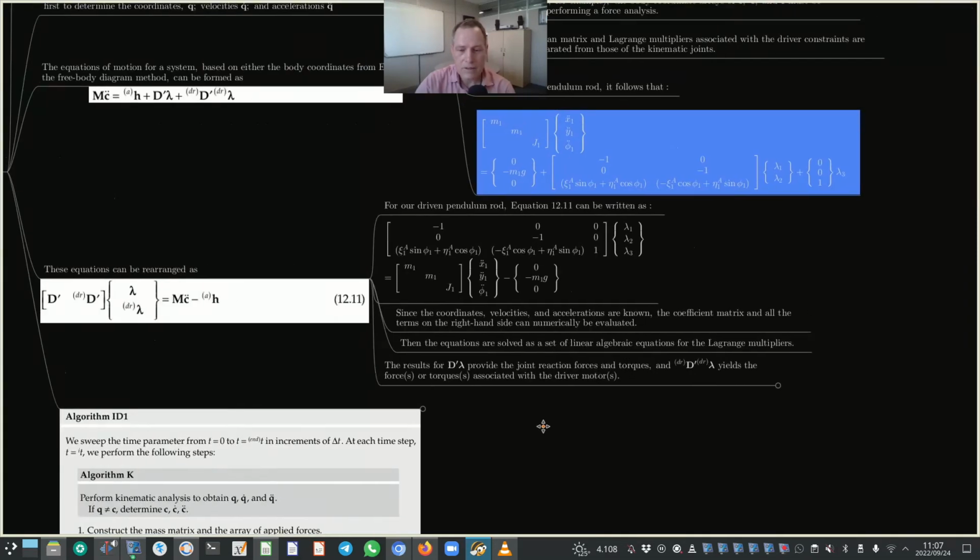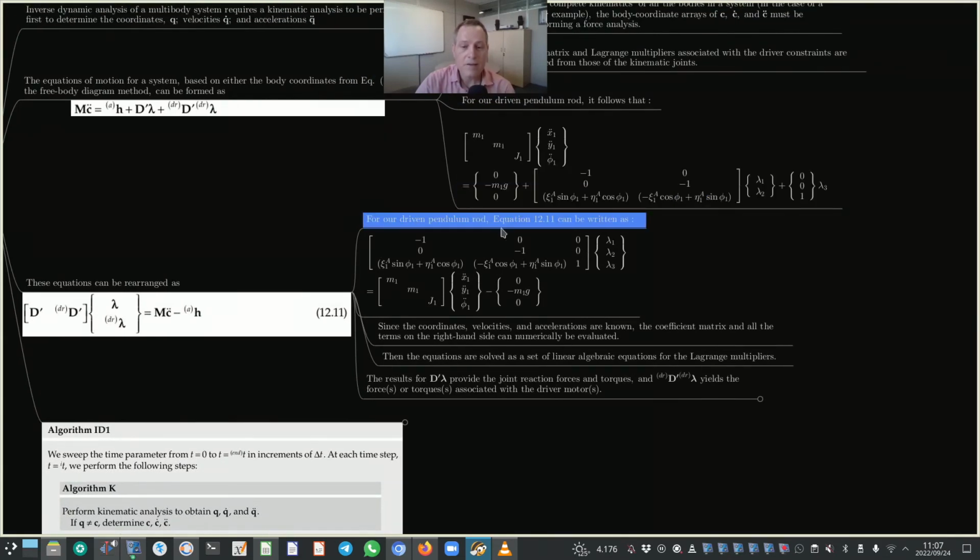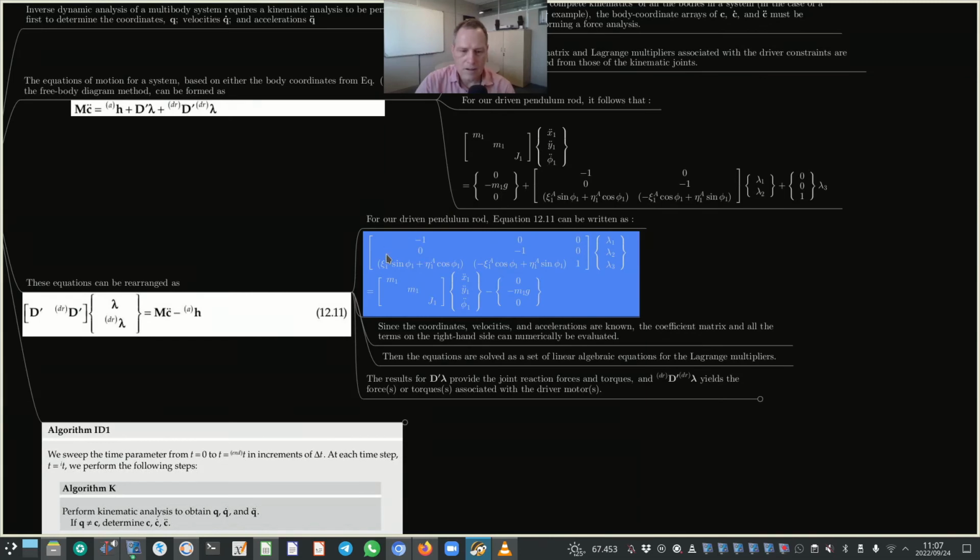Okay, so for the driven pendulum rod, equation 12.11 can be written as follows. What you see here is a square matrix consisting of the transpose of the two Jacobian matrices. We've got a column vector consisting of the three Lagrange multipliers, and on the right hand side of the equation we've got the mass or inertia matrix multiplied by the centroidal accelerations minus the applied external forces.